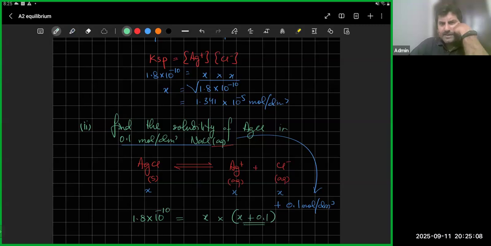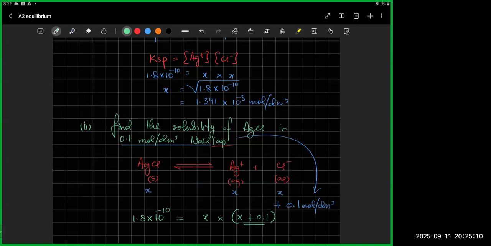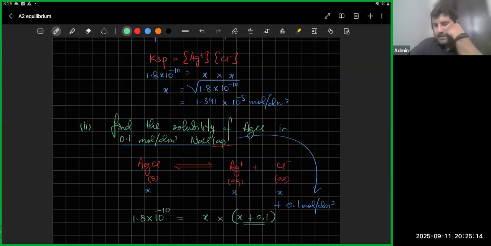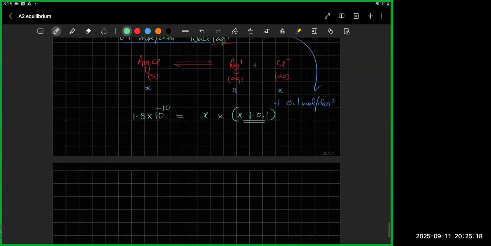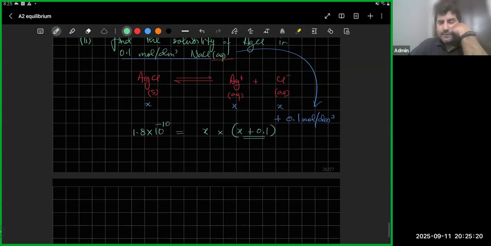Clear? Hala, Isaac, Rumesa, is this clear? Yes. Achha, so now the thing is you just have to solve for X.